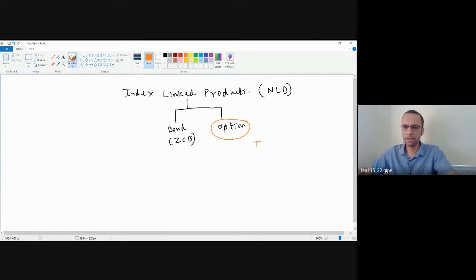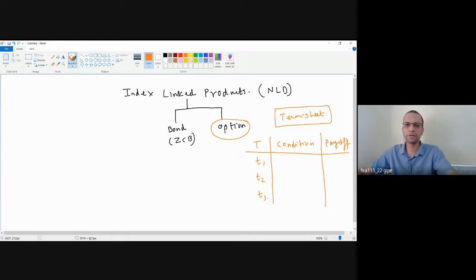these time steps, or I would say observation dates, I would call them. So observation dates are the respective T's, maybe observation dates T1, T2, and T3. Let's say I have a certain condition which is given, and based on that, I have a certain payoff which gets calculated. So all of this is in your term sheet. So is everyone familiar with the meaning of a term sheet? Any trade has a specific term sheet. Has this been covered in any of your other subjects?